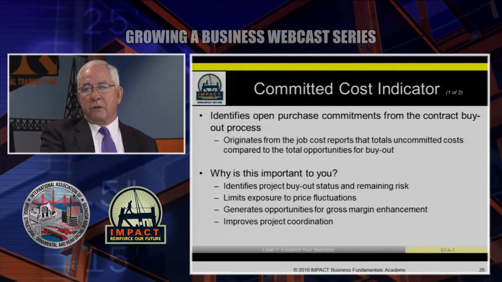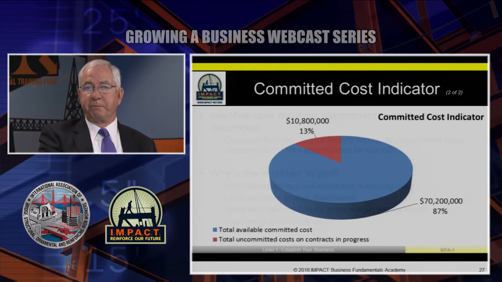And so it identifies the status of current purchases and where we are, and it limits the exposure to price fluctuations for commodity prices and materials, especially today when commodity prices are so volatile and material shortages can occur. And it generates opportunities again for gross margin enhancement. That contractor that bought the copper would have lost $1 million in margin had they not executed that purchase order. And it improves project coordination.